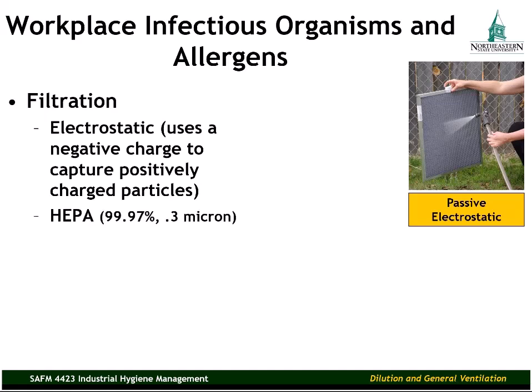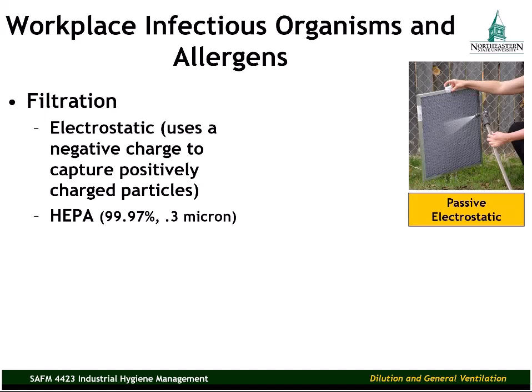Then you have your HEPA filters that we've talked a lot about, that can capture 99.97% of particles 0.3 micron and larger. And 0.3 micron is really small. But one thing that has to be considered is that a lot of microorganisms are smaller than 0.3 micron. We'll look at a chart on the next slide that shows the sizes of different types of microorganisms and particles and other potential contaminants.